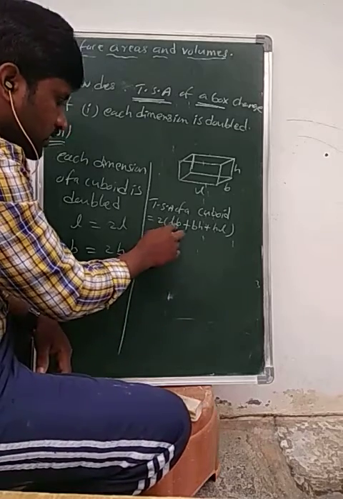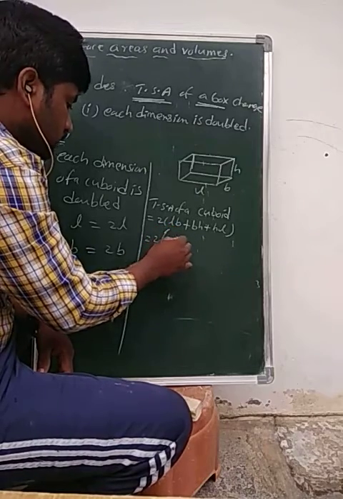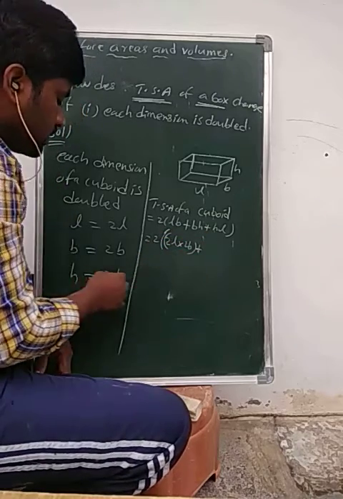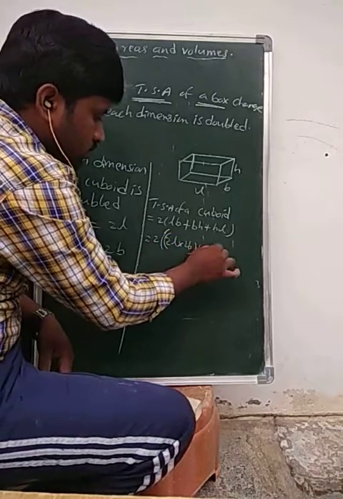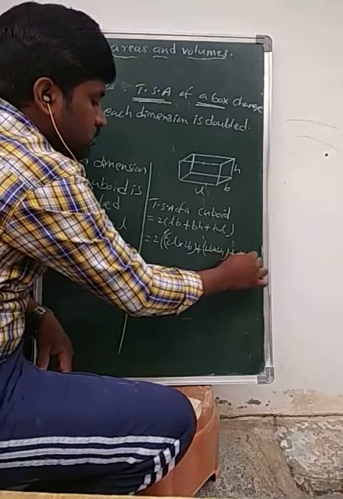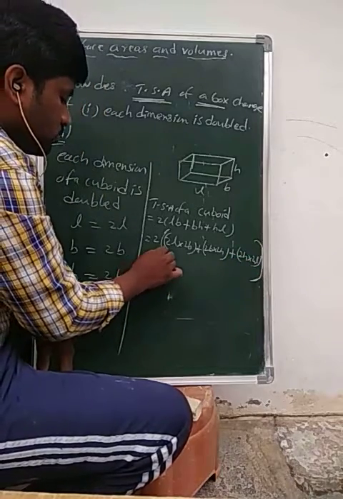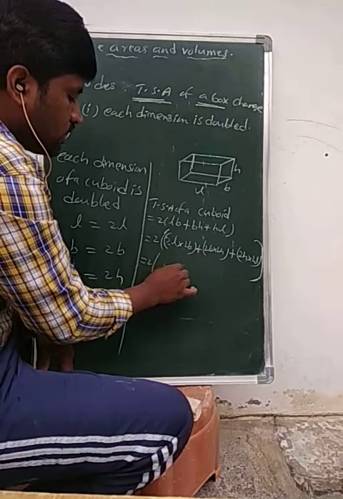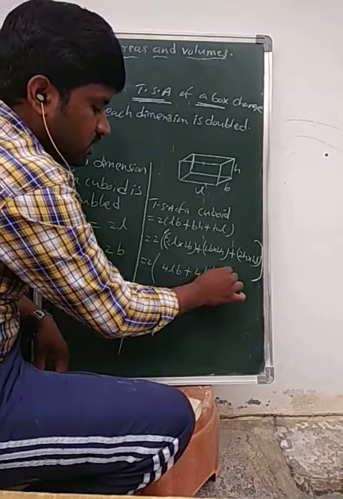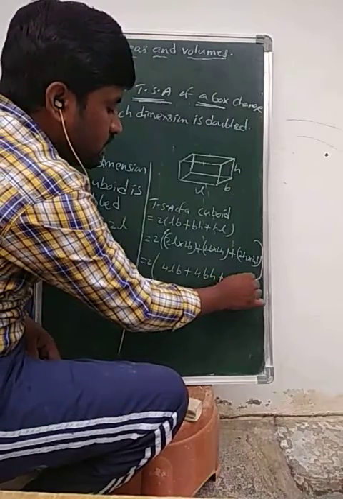So substitute them here. LB, that is 2L into 2B, plus BH, that is 2B into 2H, plus HL, that is 2H into 2L. Okay, so we get 2 of 2 2s are 4, 4 into LB plus 2 2s are 4, 4 into BH plus again here also 2 2s are 4 into HL.